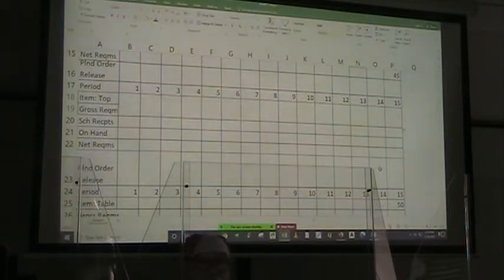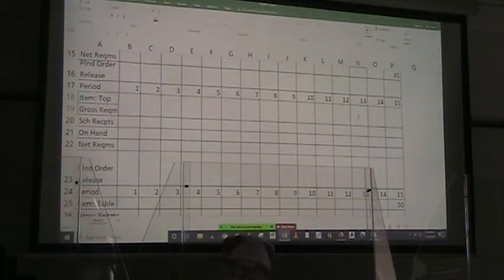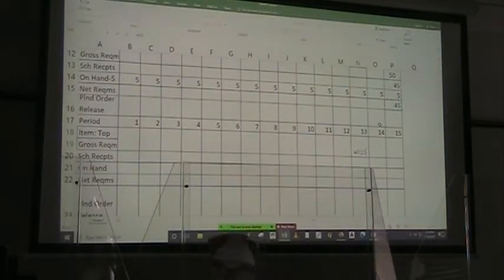So that our gross requirement for tops is 45, right? And because I'm using Excel, I can automate that, and I can say, I know it takes 2 time periods to assemble, so I say this is equal to my time period net requirements in time 15.